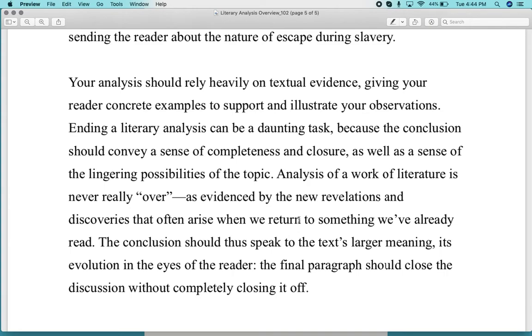Okay, so the conclusion should speak to the text's larger meaning, its evolution, and the final paragraph should close it without completely closing it off, right? In other words, you don't want to seem like, "and that's all there is to say about that," because there's always more to say. So anyway, I can show you guys an example of an effective conclusion that does this, that closes the chapter on the analysis without closing the book, so to speak.